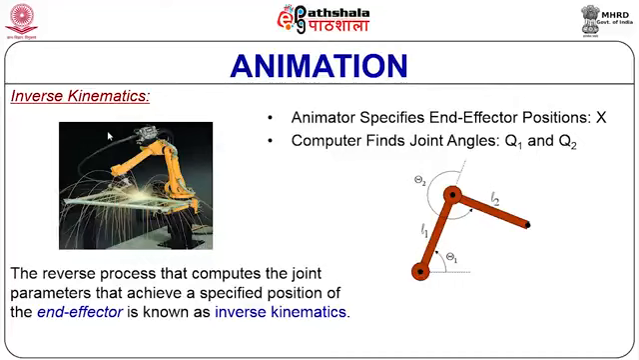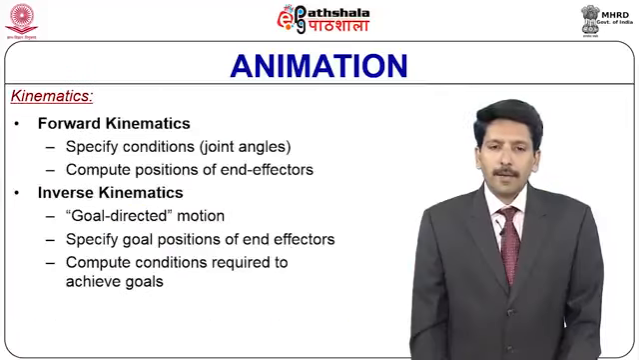We position the end effector and we in turn calculate the angles for the various joints. So, the end effector position is given prior and the angles are computed. Inverse kinematics is more popular than forward kinematics. The reverse process that computes the joint parameters that achieve a specified position of the end effector is known as inverse kinematics. The animator specifies the end effector position while the computer finds the joint angles, Q1 and Q2, exactly opposite of forward kinematics.